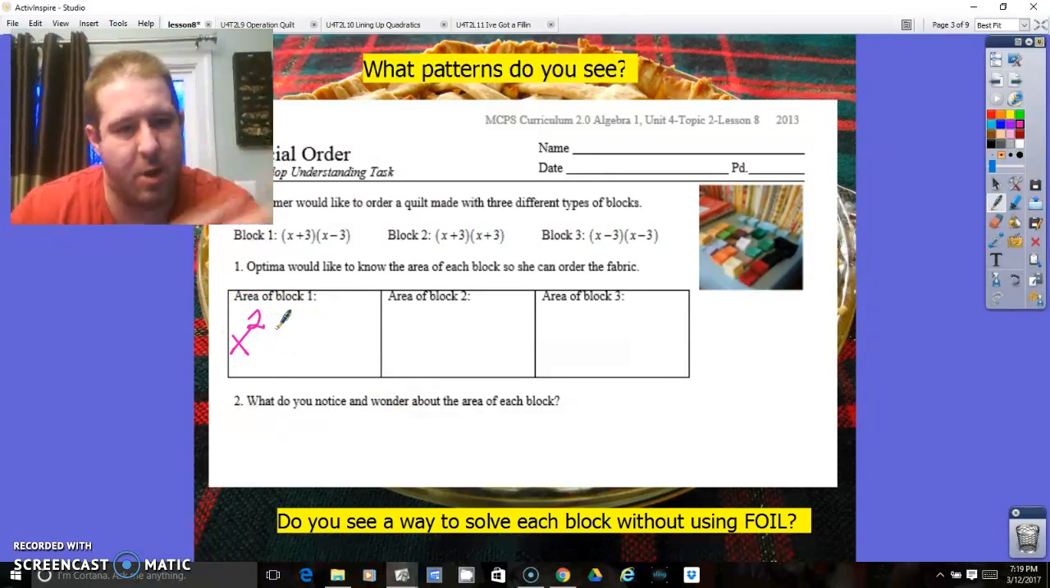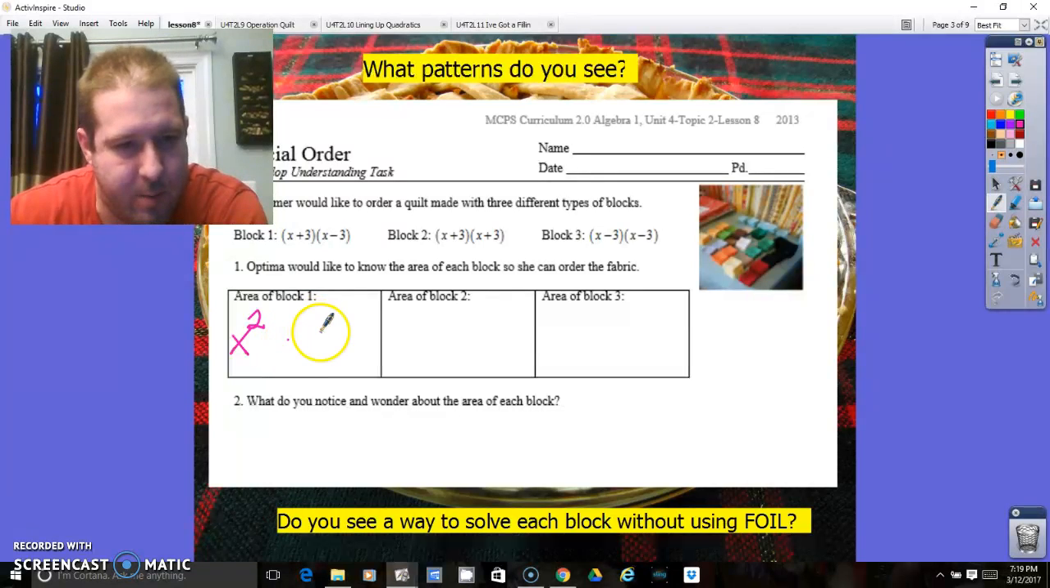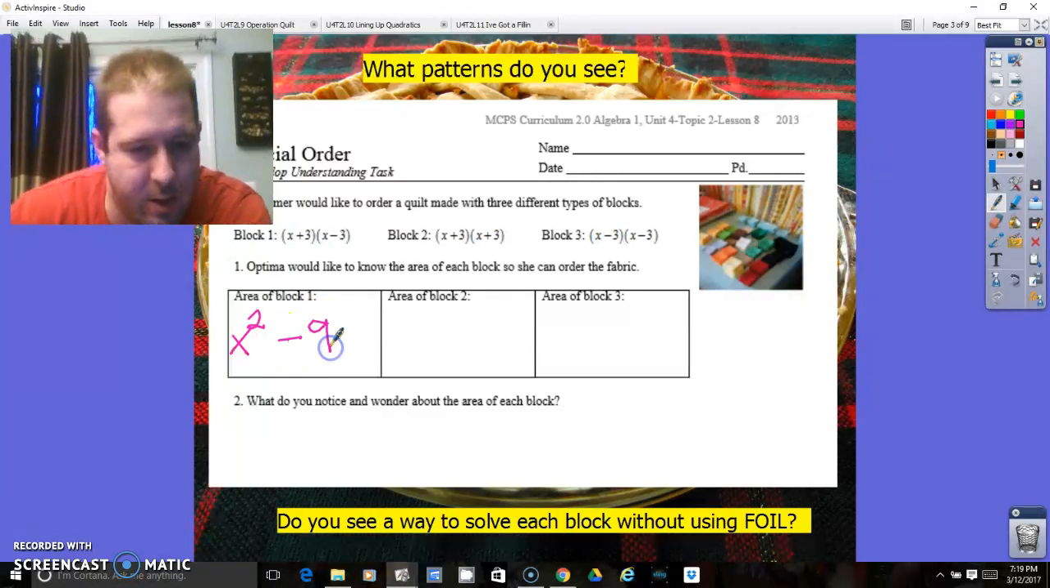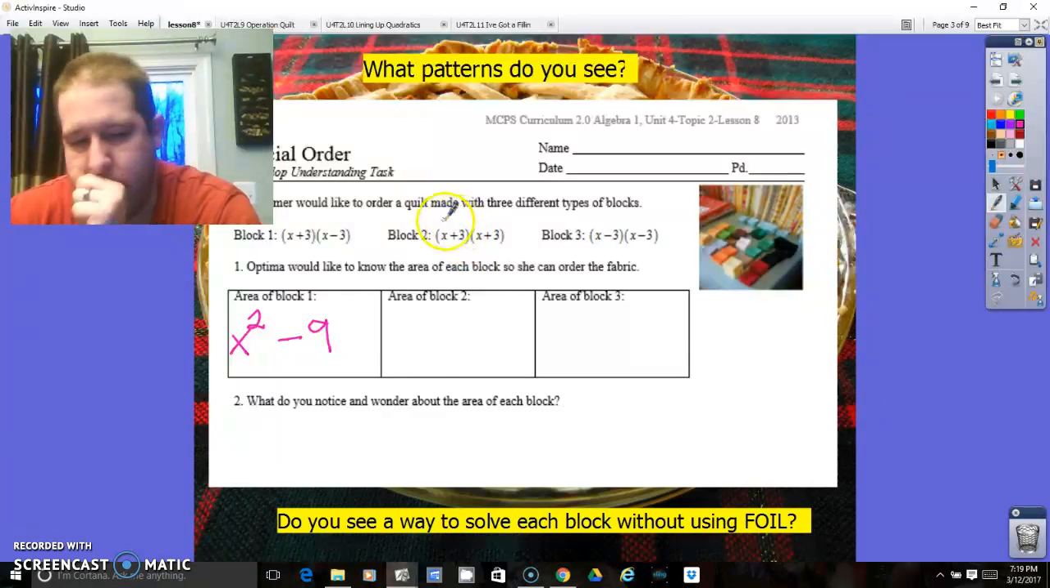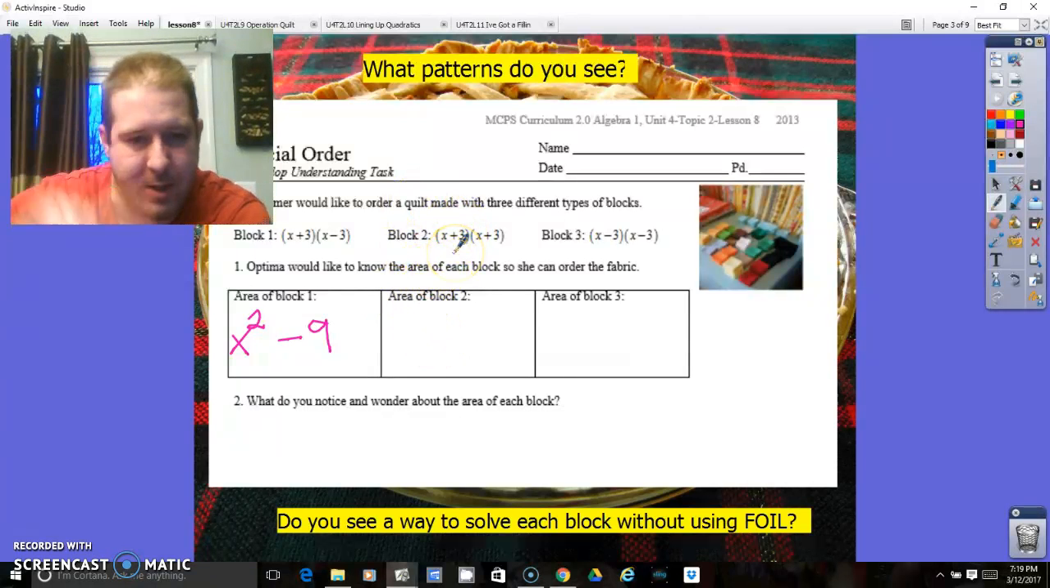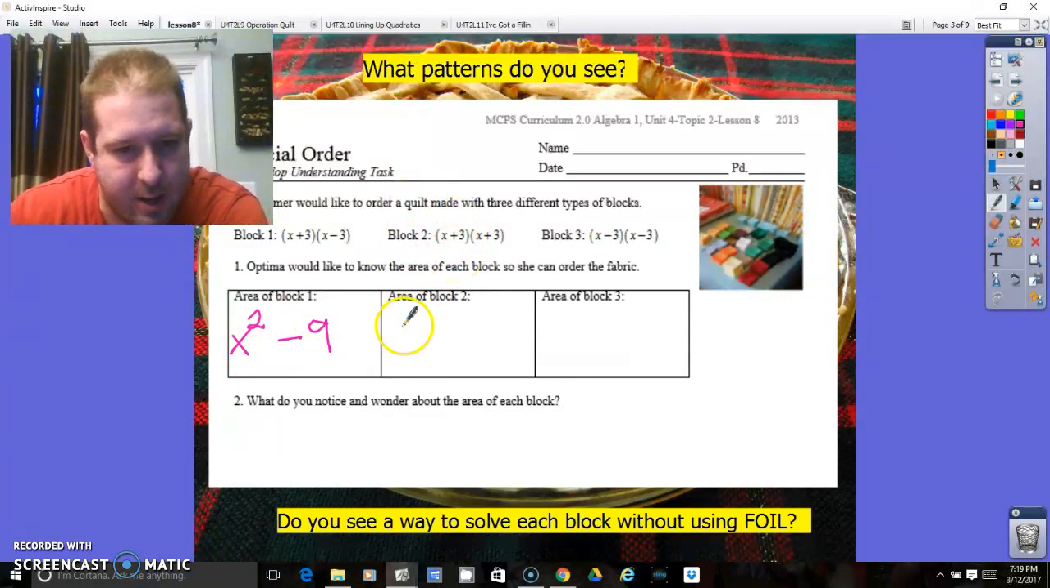The two sets of longs are going to cancel each other out, and you're going to be left with 9 little units, 9 little red units. In this one, if you're going to make it with 3 green tiles, 3 green longs in both directions, you're going to end up with x squared plus 6x plus 9.